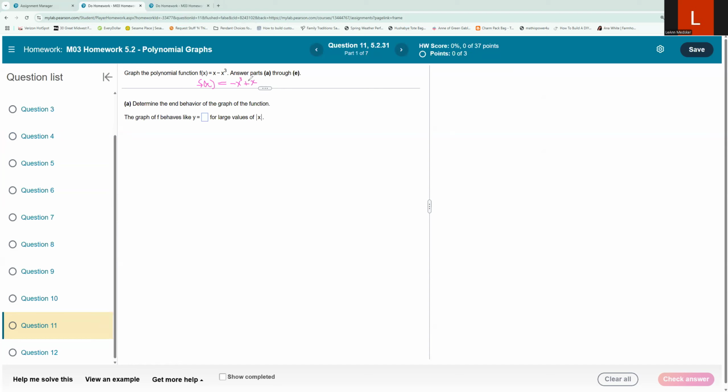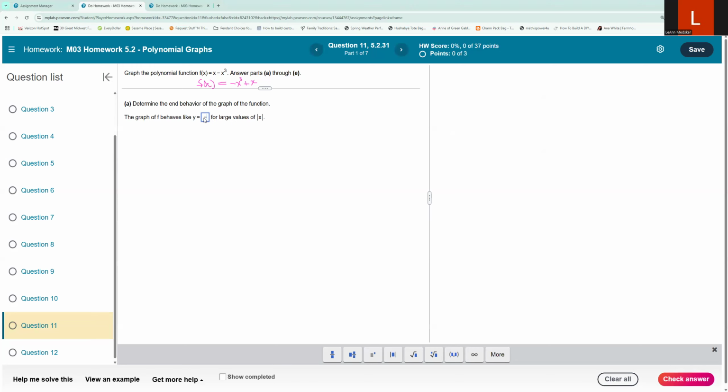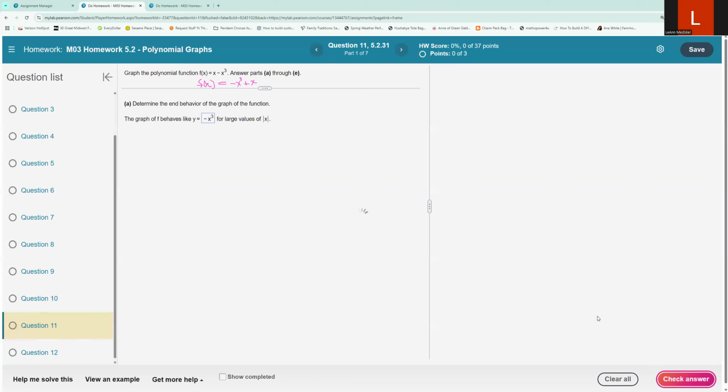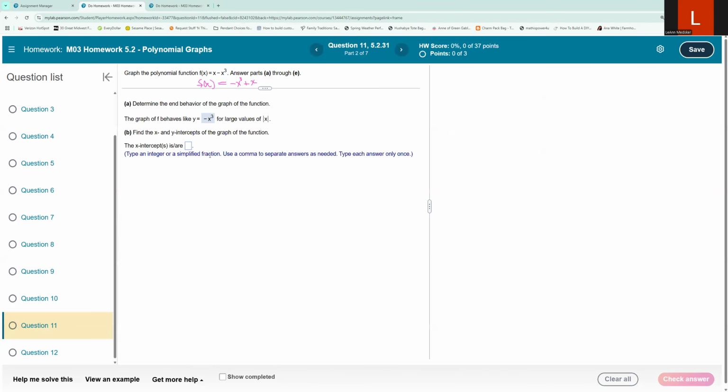When you look at it like this, it helps you figure out what parent function we're dealing with. We're dealing with x cubed, but it's the reflected one, the negative one. So this is negative x cubed for that part. So I'll actually type that in so we can see the next question, because this is a multi-part question. If we type in negative x to the third and go to the next part, then it's going to ask me for my x and y intercepts.